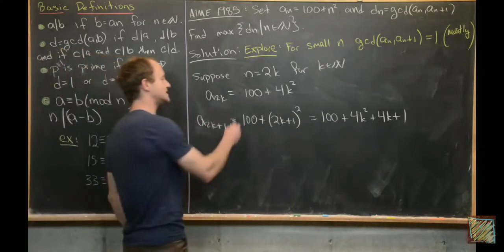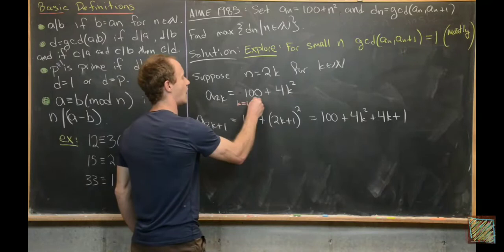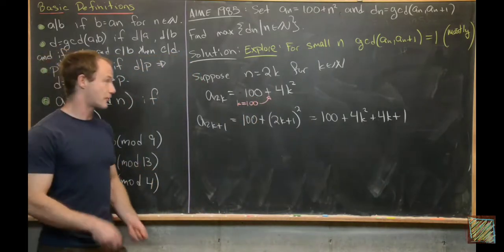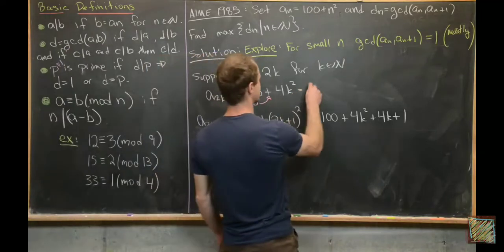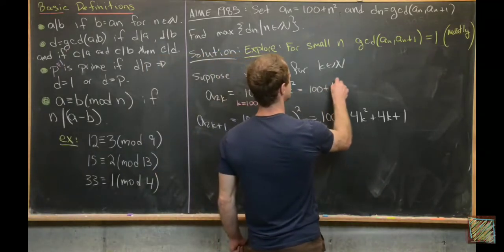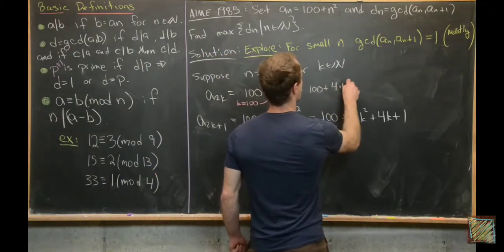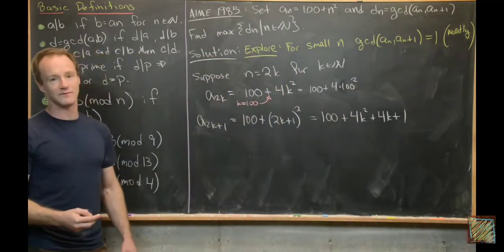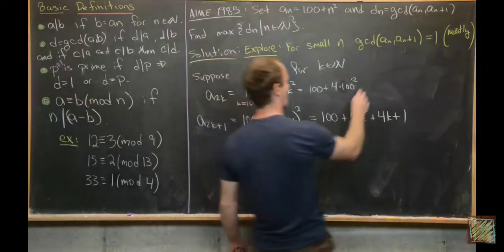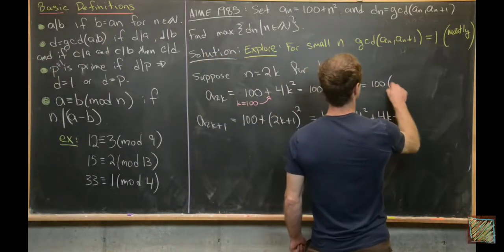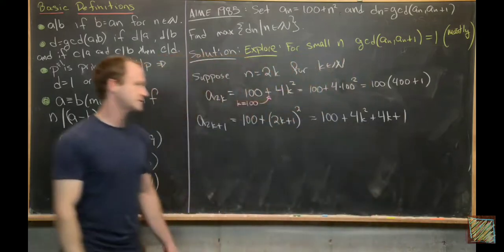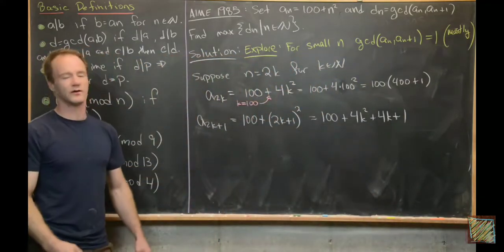So notice if we set k equal to 100 up in this one, well, we can factor it pretty nicely. So this is going to turn into 100 plus 4 times 100 squared. I'm going to write it like that so it's obvious how to factor this. Now we can factor that as 100 times (400 plus 1). So that's what we do if we factor the 100 out.